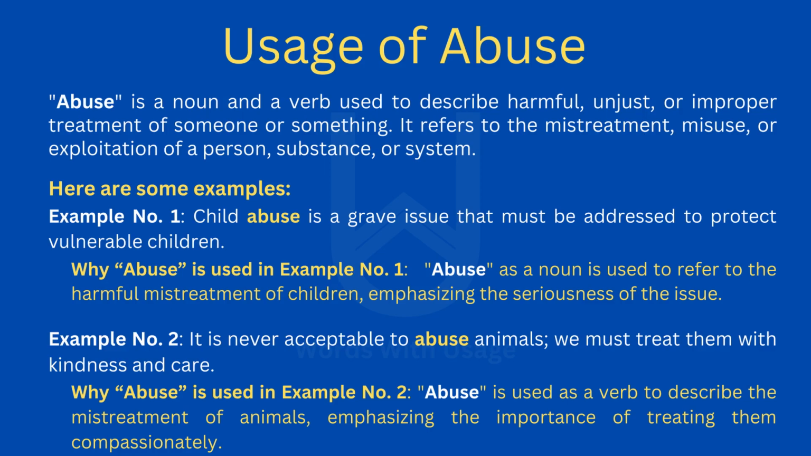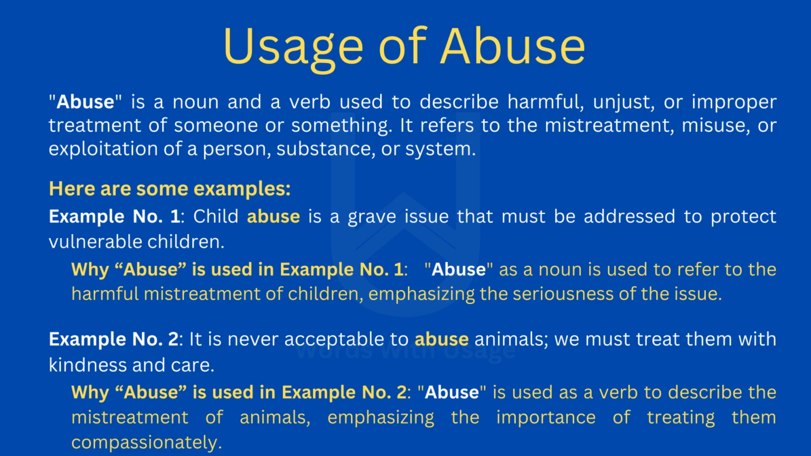Here are some examples. Example number 1. Child abuse is a grave issue that must be addressed to protect vulnerable children. Why abuse is used in example number 1. Abuse as a noun is used to refer to the harmful mistreatment of children, emphasizing the seriousness of the issue.